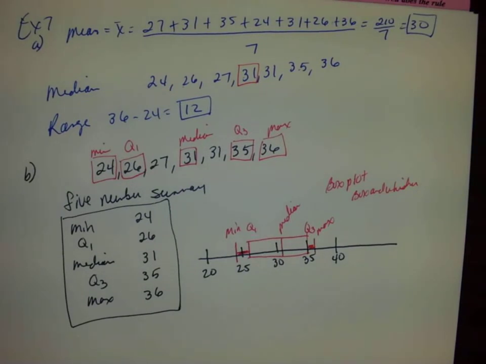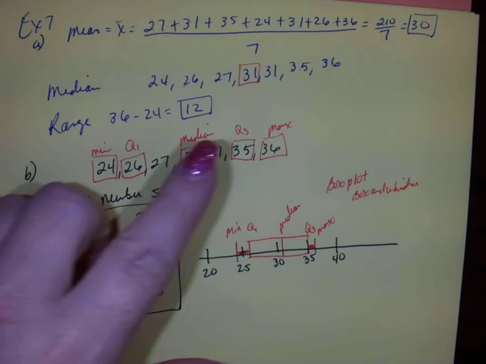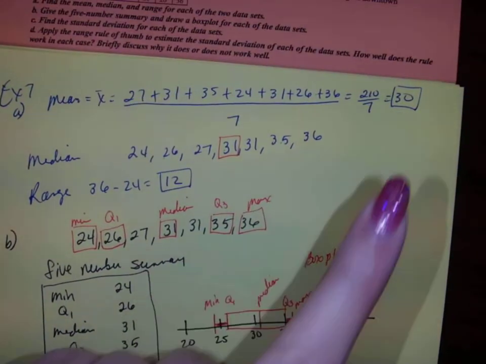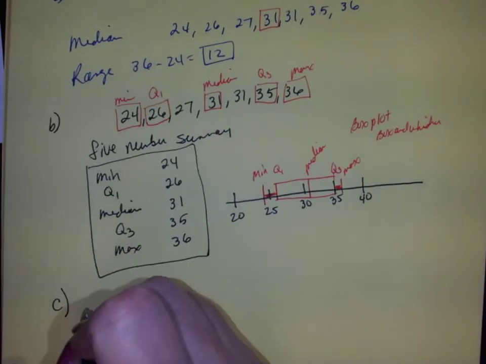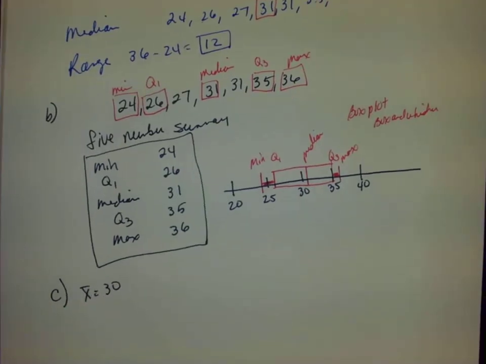The next part we need to find is the standard deviation. So part C. To find the standard deviation, the first thing we've got to know is the mean. We already have the mean found, so we can just use that mean. So I'm going to bring that on down. X bar is equal to 30. I don't have to re-find it.